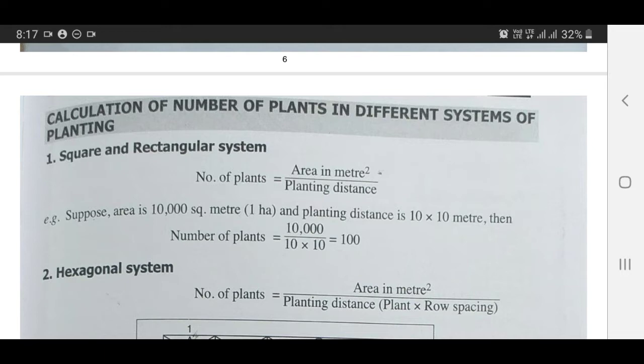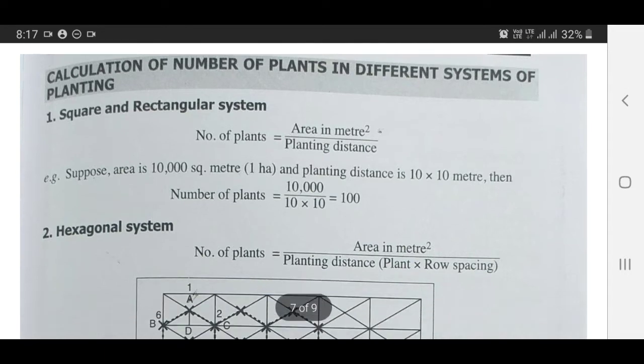For example, suppose area is 10,000 square meter, that is 1 hectare, and planting distance is 10 into 10 meter. Then number of plants will be 10,000 divided by 10 into 10, it comes to 100. It means 100 plants can be accommodated in square as well as in rectangle system.